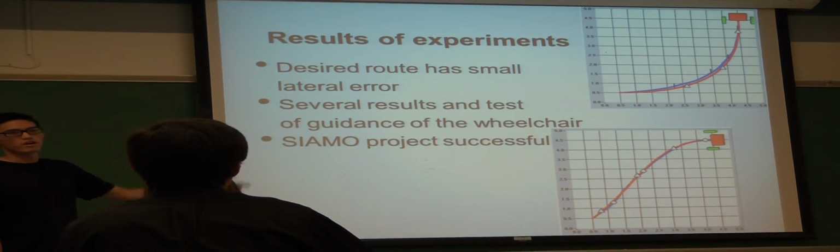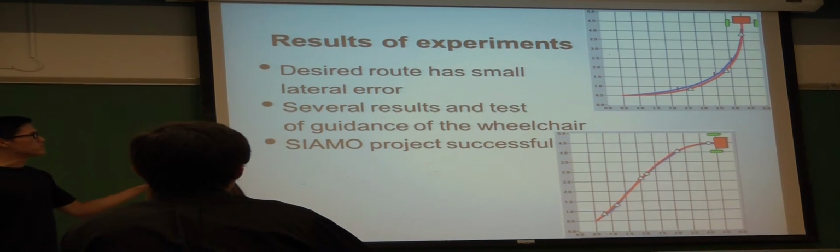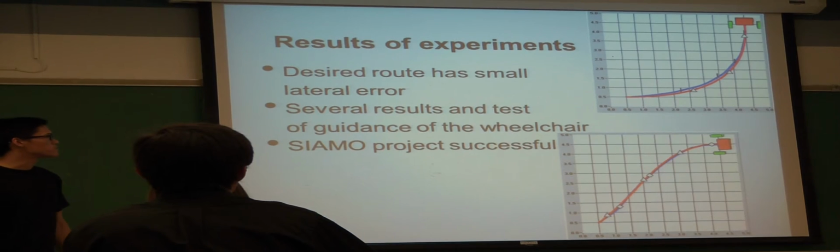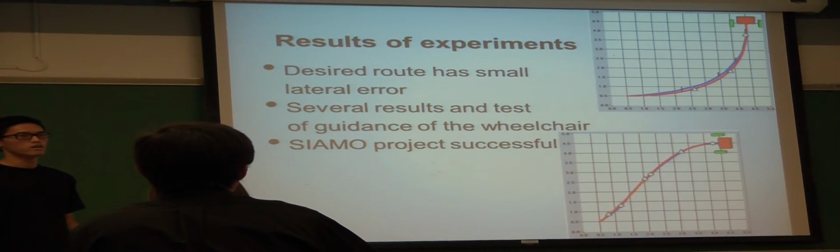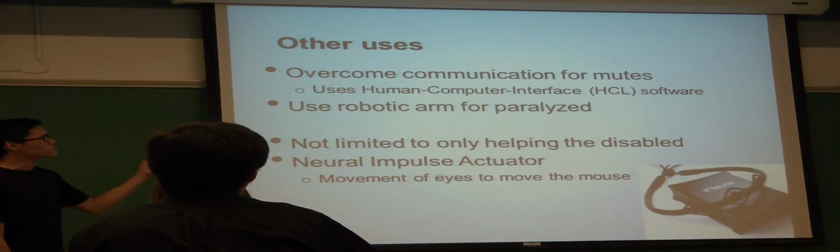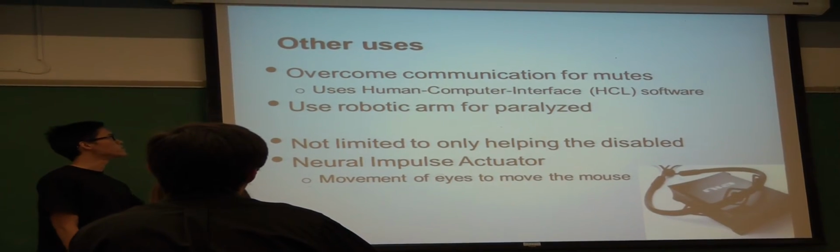These weren't the only tests. There are other paths that we tested, and the results were similar. So the deviations were very small, meaning the experiment was pretty successful, and the EOG works pretty well with the wheelchair guiding. There's more uses than just the wheelchair.